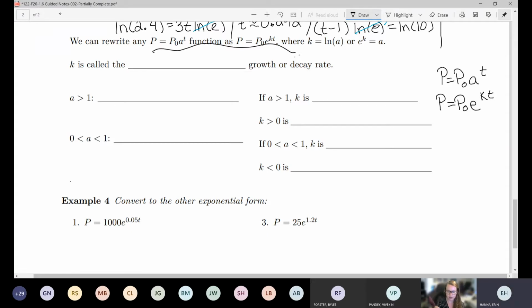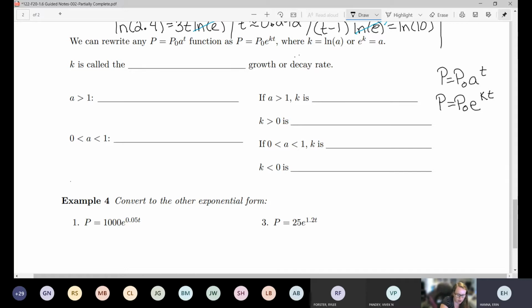And that's presented right up here. I just wanted to write them off to the side because I want to show something with them in a second. And we kind of have these two relationships where k is equal to natural log of a, or e to the k equals a. And I'll point out why that makes sense in a second.